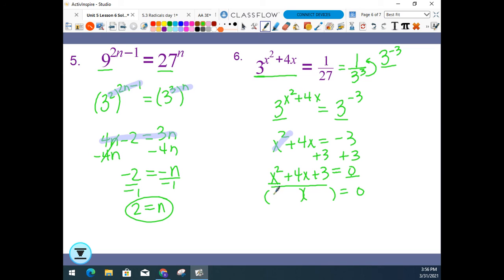So factors of x squared, x and x, factors of 3 that add to get 4, plus 1, plus 3. Now, what makes x plus 1 equal 0? When x equals negative 1. What makes x plus 3 equal 0? When x equals negative 3. So everything on this page, you need to keep going until you find out what does the variable equal that makes the left side equal the right side.